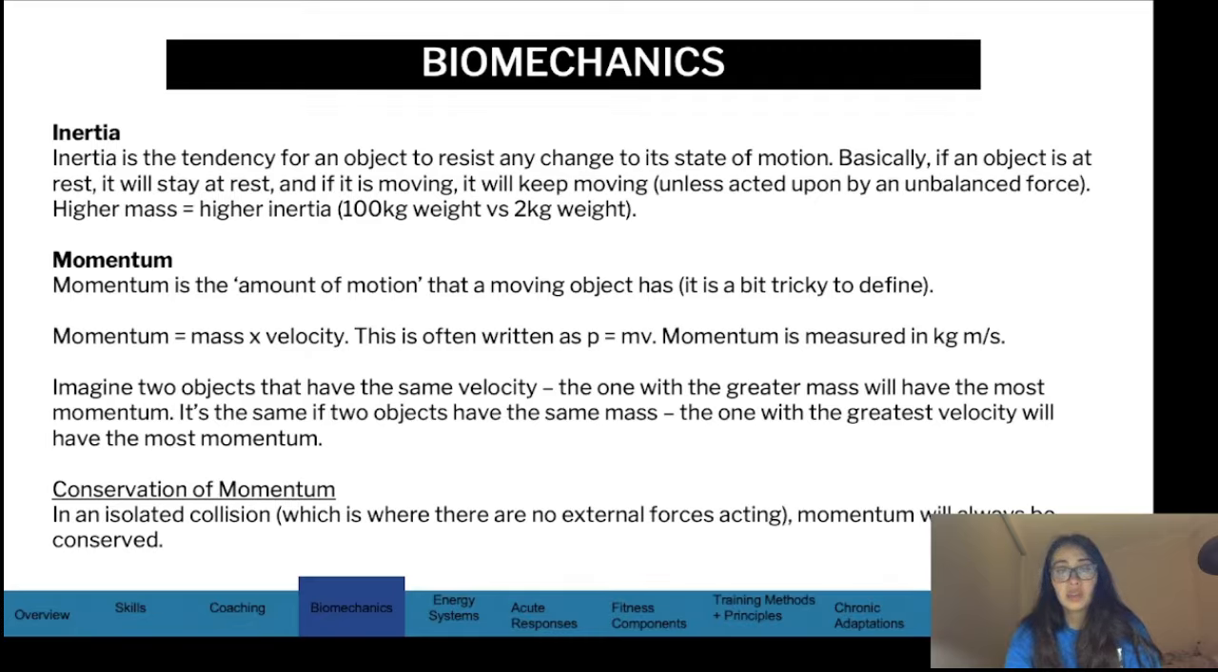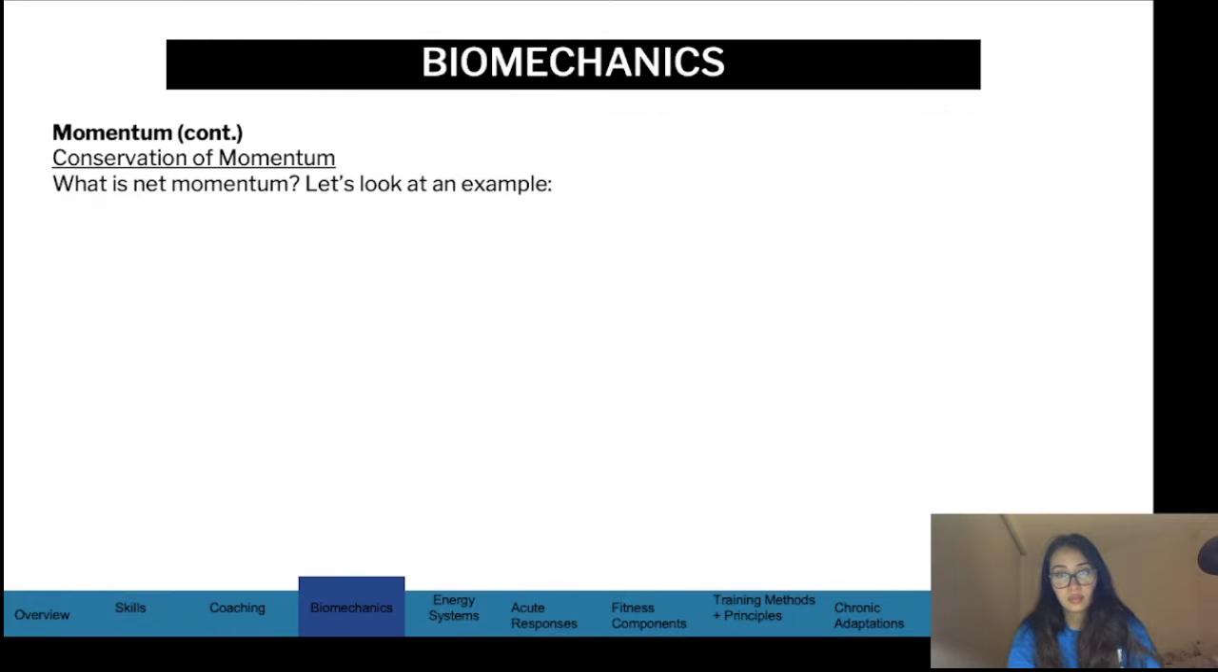So imagine two objects have the same velocity. The one with the greater mass will have the most momentum. And it's the same with two objects with the same mass: the one with the greatest velocity will have the most momentum. Something to note is that momentum is conserved in a collision. When there are no external forces acting in a collision, momentum will always be conserved. What this means is that the total net momentum before the collision is equal to the total net momentum after the collision. Okay?